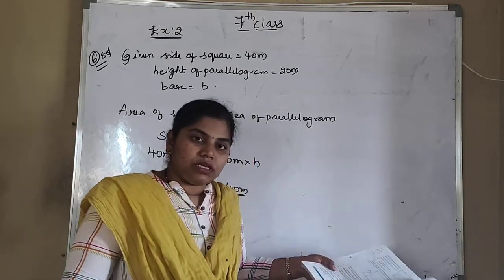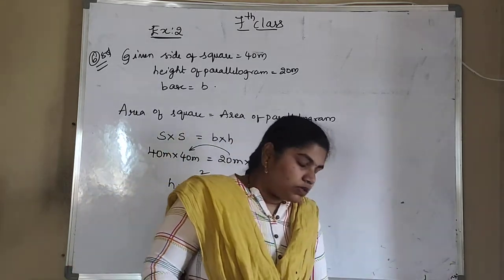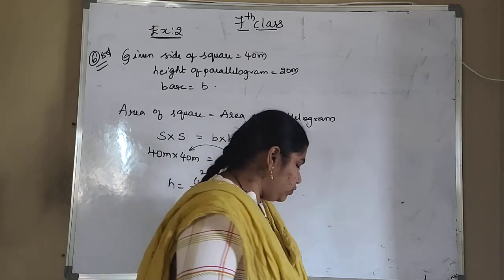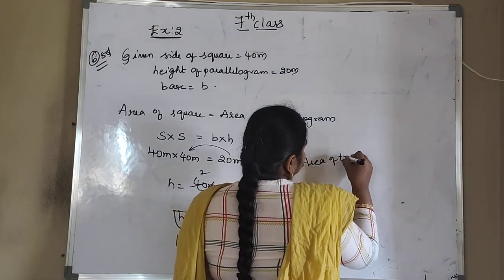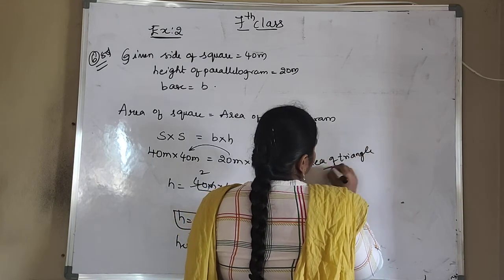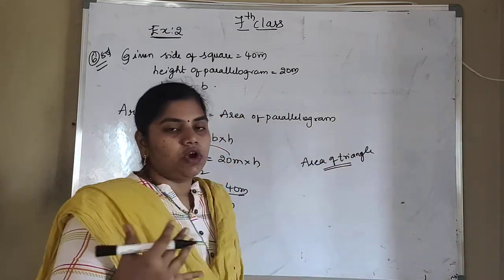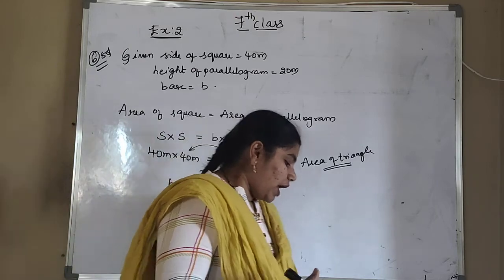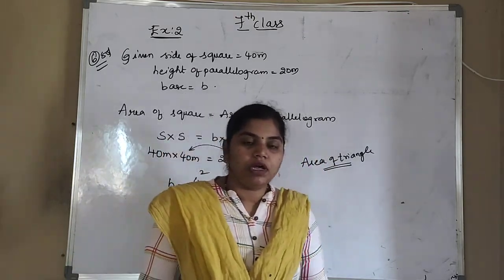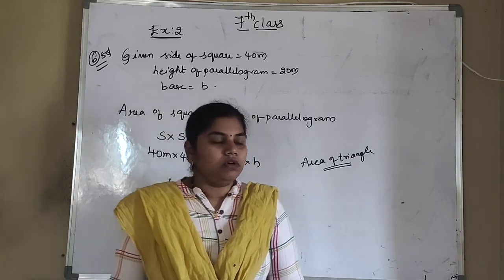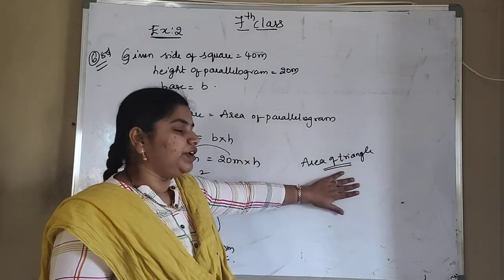So with this our exercise 2 is completed. In the next class we are going to learn about the area of a triangle. We will learn the formula for the area of a triangle and how we got that formula, and based on this we are going to start our exercise also. So tomorrow we will start the area of a triangle.